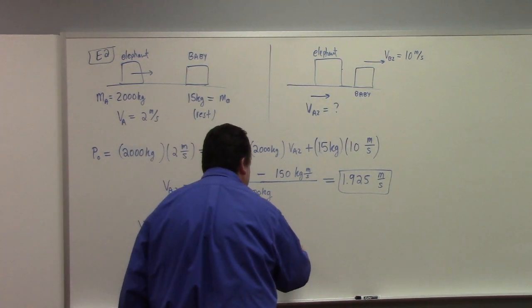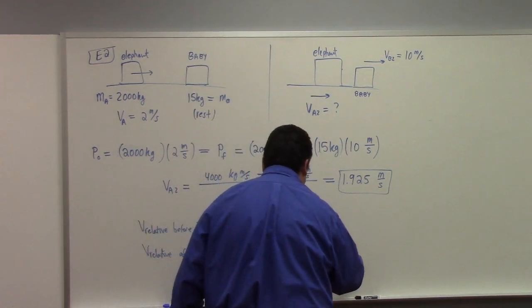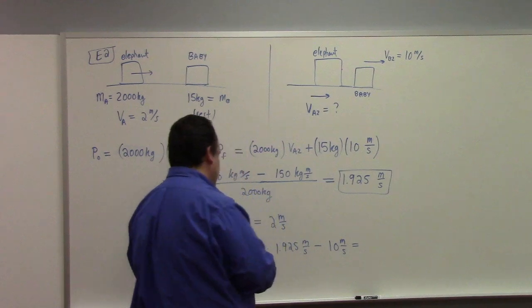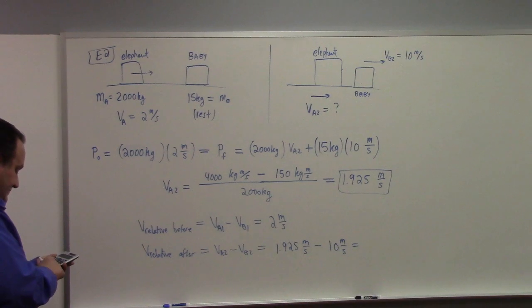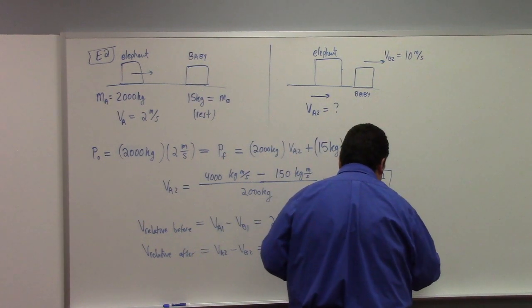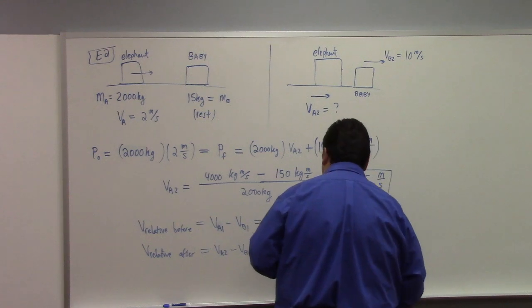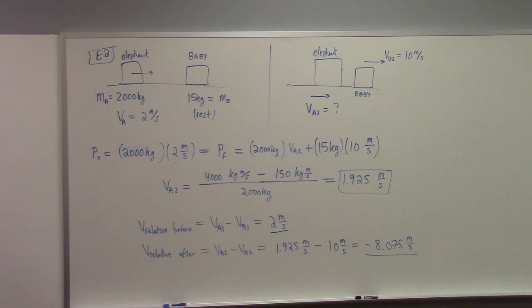Apparently, it's 1.925 meters per second minus 10 meters per second. So the relative velocity afterwards is minus 8.075. And as you can see, these are not the negatives of one another, right? It's not like we have minus the relative velocity before equals the relative velocity afterwards. But that is a necessary consequence of it being elastic. Since that didn't happen, it's not elastic.